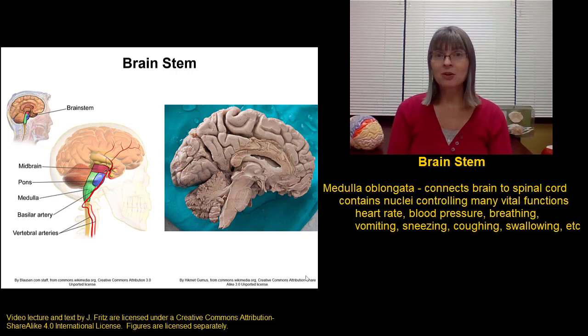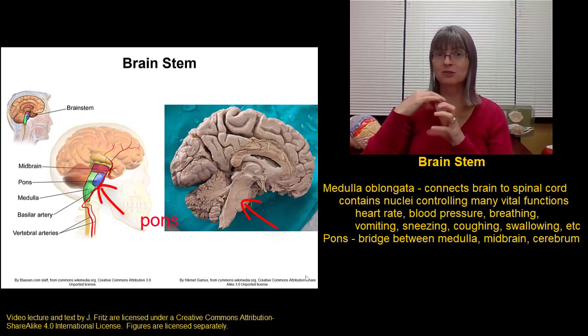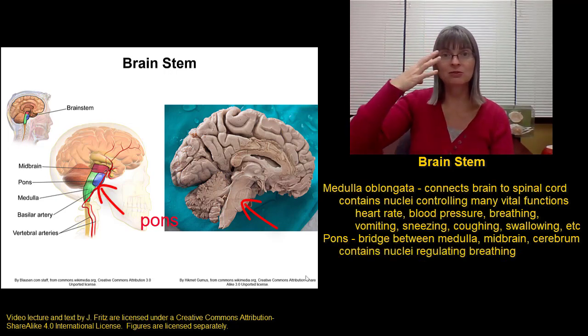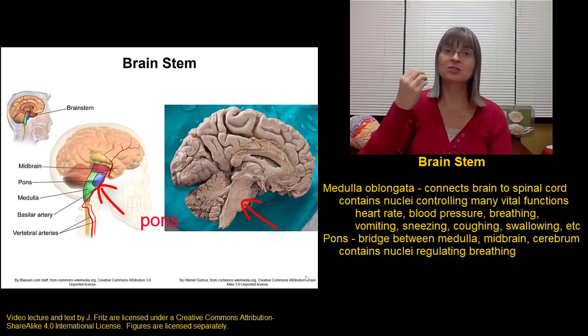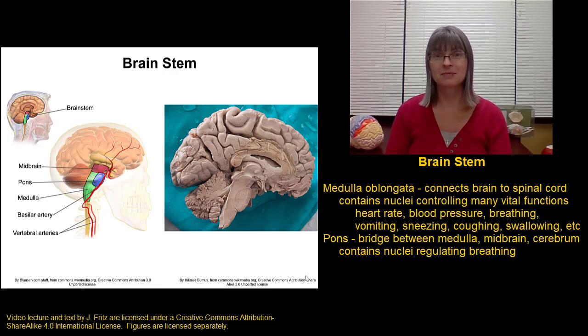Moving up from the medulla oblongata, we see this rounded area called the pons. The pons is the bridge between the medulla oblongata and the cerebrum and the cerebellum. So a lot of information crosses there in the pons. The pons also has a couple of nuclei that are important for regulating breathing, especially gathering information from the cerebrum and cerebellum and integrating that information to adjust the respiratory centers in the medulla oblongata.